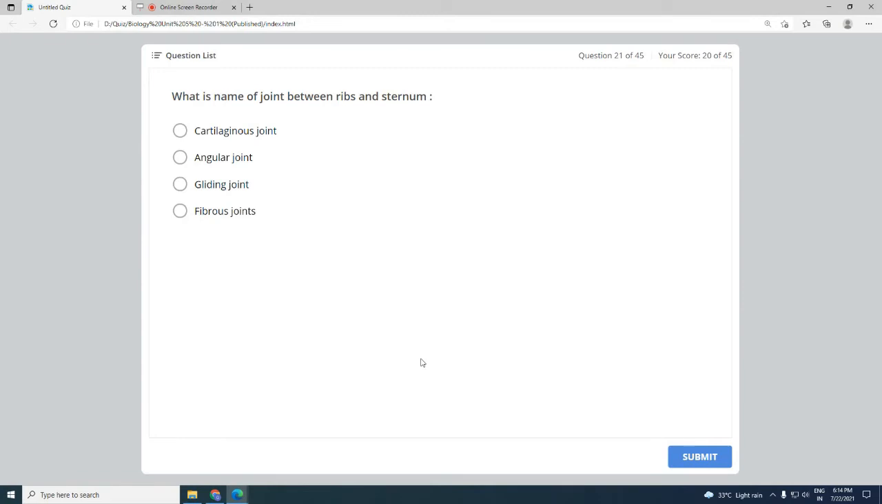21st question. What is the name of the joint between ribs and sternum? Is it cartilaginous joint, angular joint, gliding joint, or fibrous joint? Which one is the right answer? The right answer for the question is cartilaginous joint.